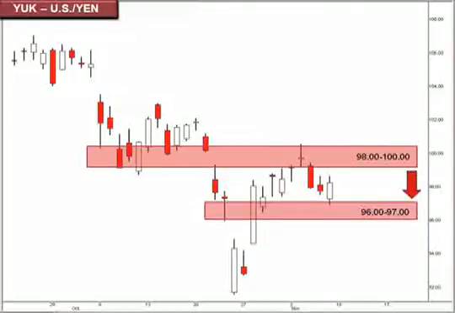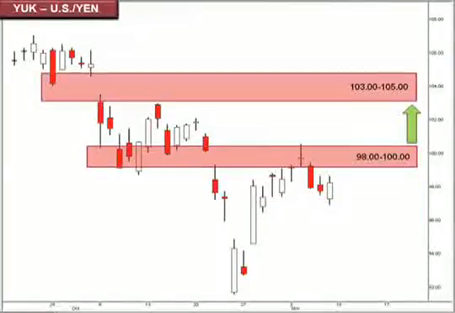However, we have to recognize the importance of this 96 and 97 area. This represents a key retracement level of the previous move. Notice also the formation of this bullish looking candle, which may see us play right back up into that 98 to 100 level for our next and important upside resistance level. A break above that opens up the possibility for a test of this 103 to 105 focal zone.